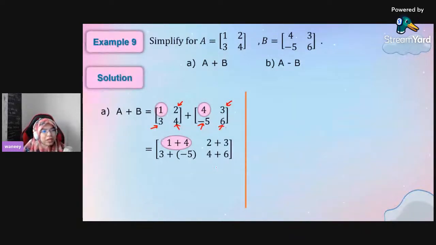Okay, so we're going to add the same entries. If let's say they don't have the same order, so kalau kata A dengan B tu order dia tak sama, for example, let's say A is 1 by 2 and then B is 2 by 1, they don't have the same order, so we cannot add them together. So you simply say not compatible. Order dia mesti kena sama baru kita boleh buat tambah tau.